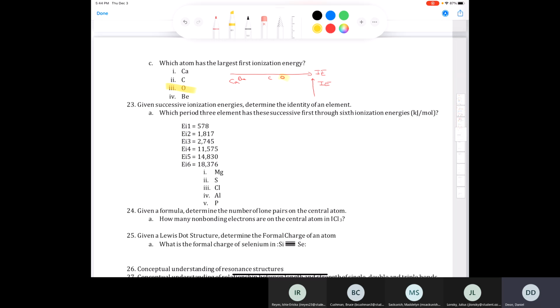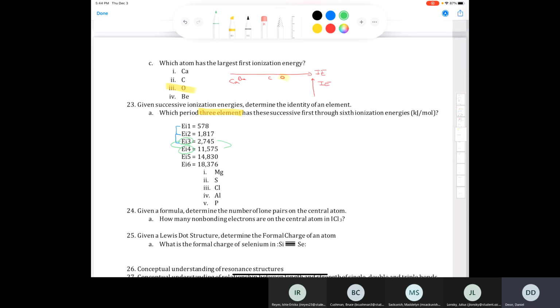Number 23, given successive ionization energies, determine the identity of an element. Which period 3 element, so something in the third period, has these successive first through sixth ionization energies, which are all measured in kilojoules per mole? All we have to do is examine these. You go from 578 to 1800, then you go to 2700, and as you go from the third one to the fourth one, you see there's a huge jump here, right?